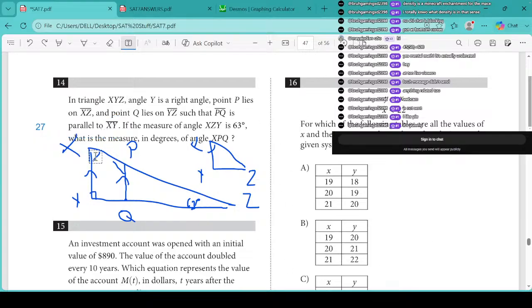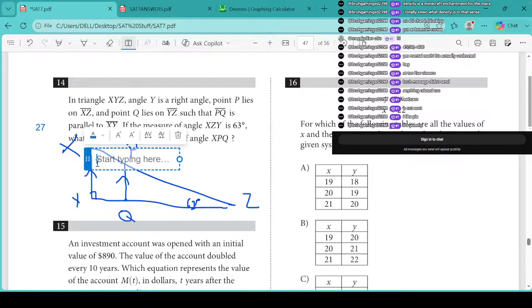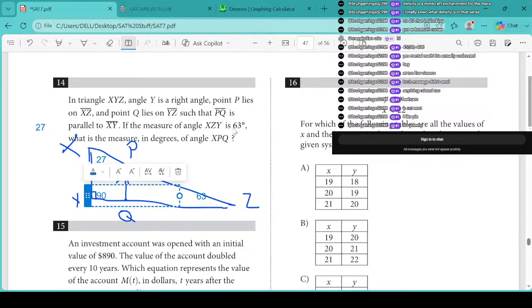And if X is 27, let me just remove all of this. Okay. This right here is 27. And let me just clean this up real quick. This is 63. This is 90. This is parallel, right? These two are parallel. So this is a right angle. This is also a right angle. So this is also 90.